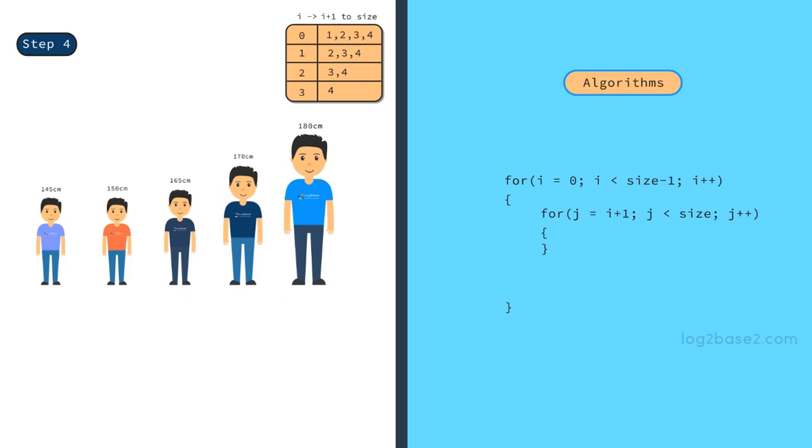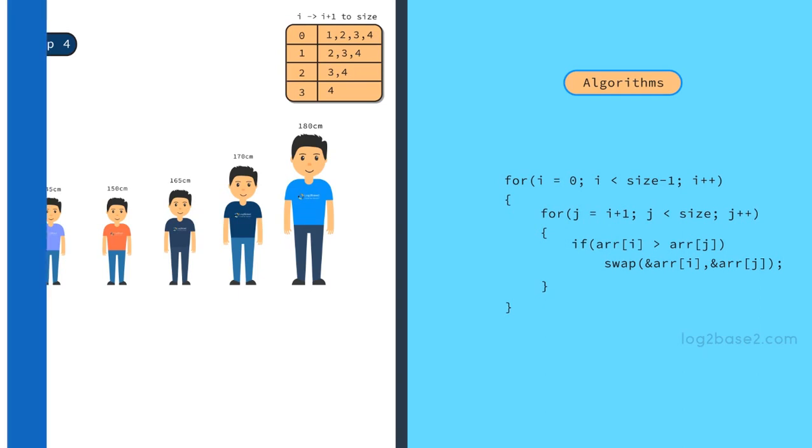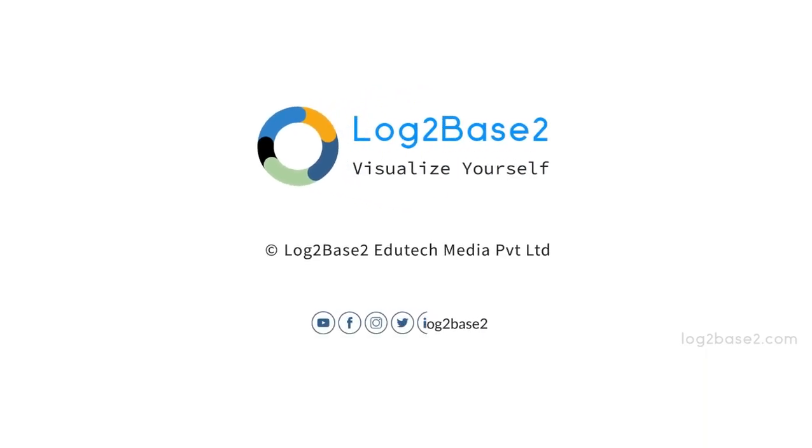plus plus. That is, the outer loop is dealing with an element at a particular position. Then the inner loop will make comparisons from the element one ahead of the element the outer loop is dealing with till the last element. And if the order is not correct, then the elements will be swapped. And this is how selection sort works and we have derived the algorithm for it. In the next video, we will learn how this algorithm works with a suitable example.